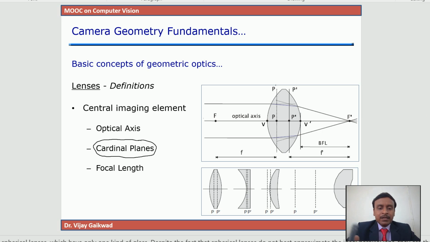So this way, the cardinal planes are a major element while describing the lens, and it has three components: F dash focal plane, P dash principal plane, and V dash as vertex plane.